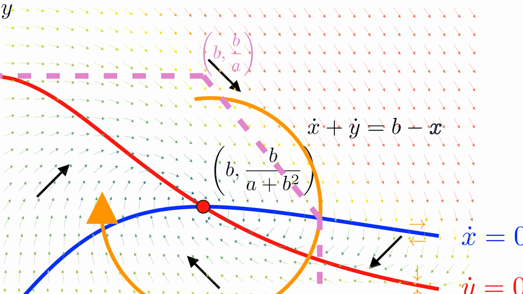So if x is larger than b, and that's why I chose this upper right point in this trapezoidal trapping region to be at x equals b, and then the rest of the points are larger than b, then we are guaranteed that along that 45-degree line, x plus y dot is negative, and so the flow is inward.